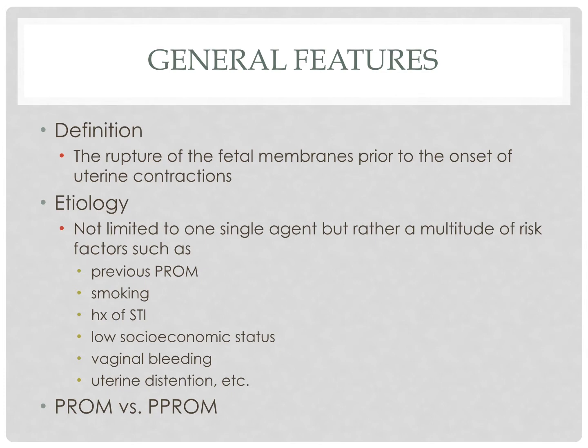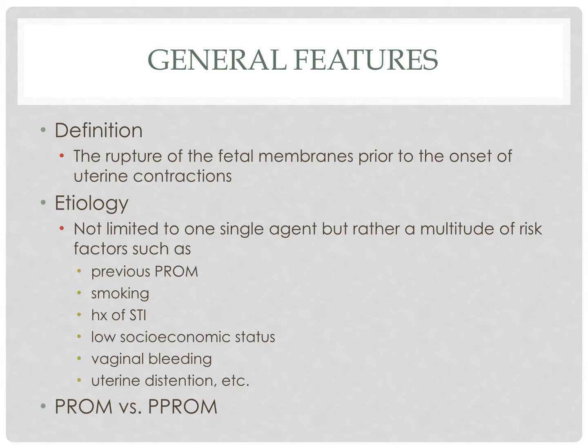We cannot identify one single cause of PROM, but rather a multitude of risk factors. These include previous history of PROM, smoking, history of sexually transmitted infections, low socioeconomic status, vaginal bleeding, and uterine distension, for example, multifetal gestation and polyhydramnios. Placental infection and inflammation and procedures such as cerclage and amniocentesis can also trigger the membranes to rupture as well. Also, PROM is more common among African American females than Caucasian females.